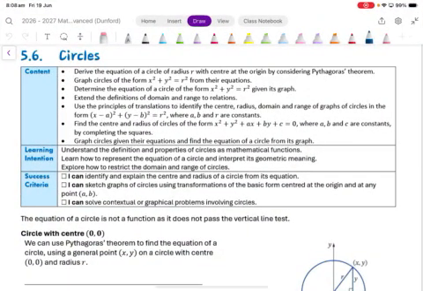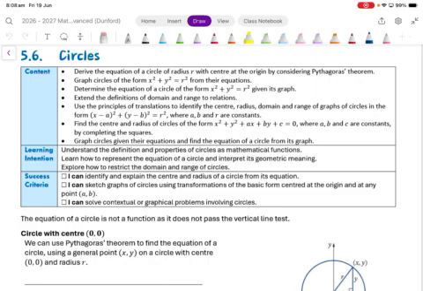Alrighty, so what we're doing today is we're looking at circles. So we have lots to do with the equation of a circle and how we can graph circles on our number planes and our Cartesian planes. We have looked at these back in year 10, so hopefully they ring a bell, but we will go through them anyway just to show you what everything is.